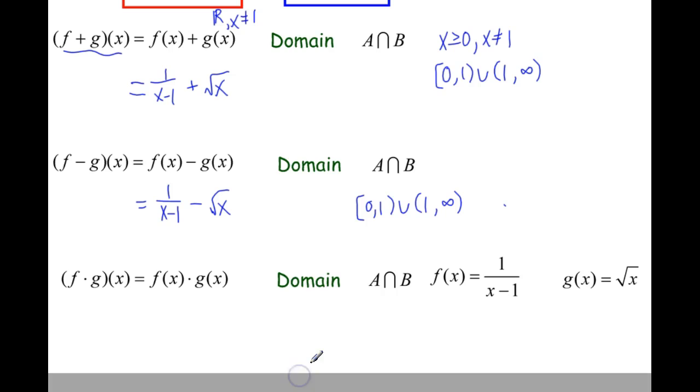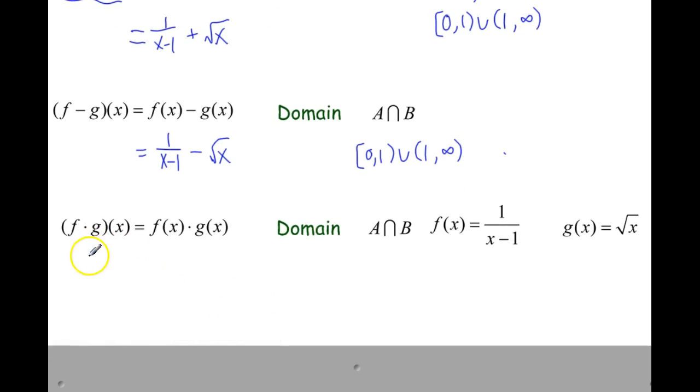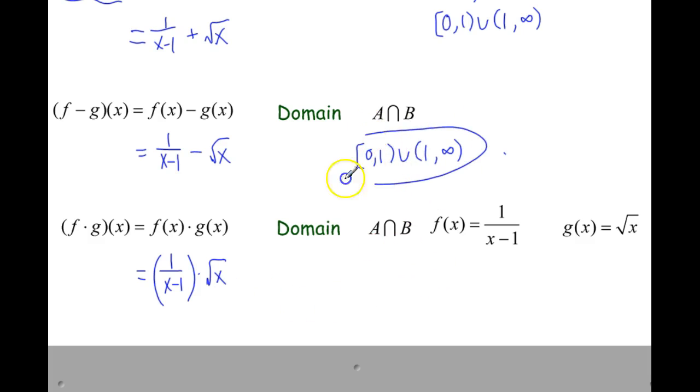And again, for multiplication here, those are the two functions in case you forgot them. Multiplication is exactly what you might think it is. It would be 1 over x minus 1 multiplied by square root of x. Then the domain, again, is just this repeated again. So you just write that again because it's just A intersect B.